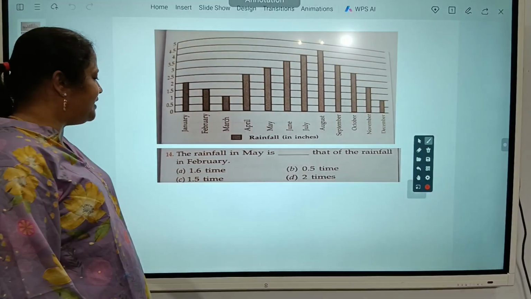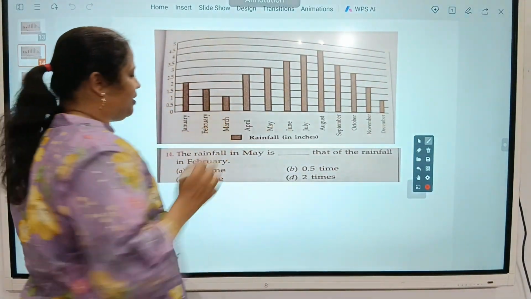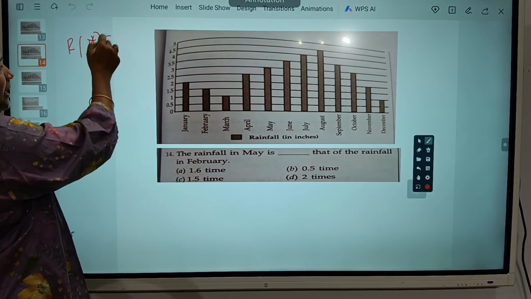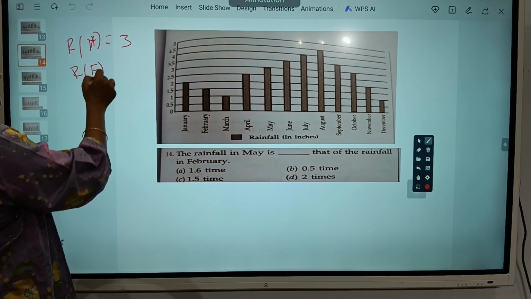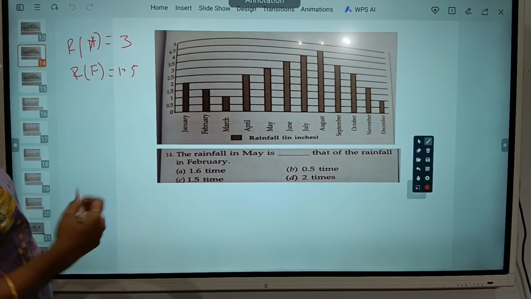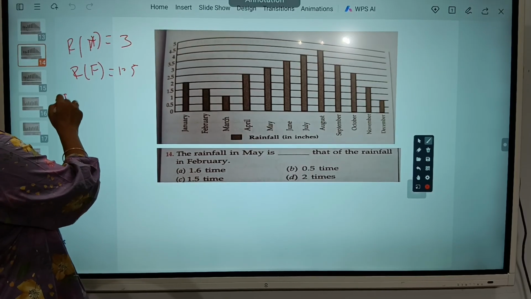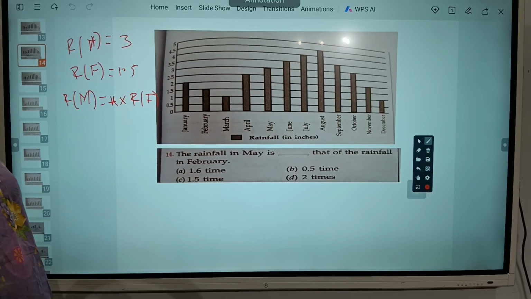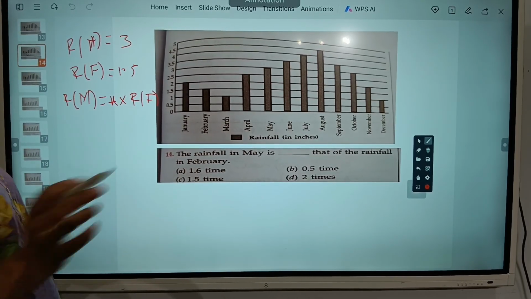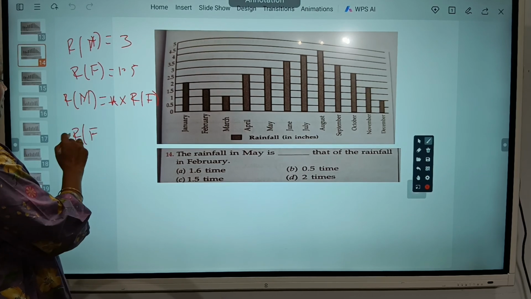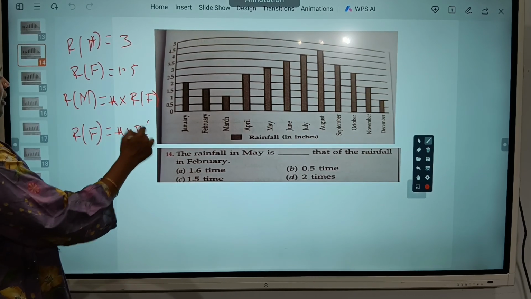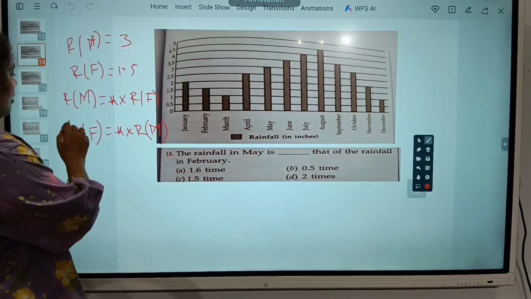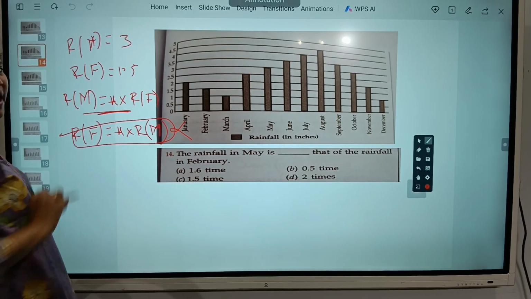The fourth question in this graph is: the rainfall in May is dash that of rainfall in February. So how many times of rainfall in February? Rainfall in May is how much? It is 3. Rainfall in February is 1.5. So rainfall in May is X times of rainfall in F. If you study the question wrongly, you will make this answer also wrong. Like this you will make rainfall in February equal to X into rainfall in May. Then automatically the answer comes wrong. So read the question properly. This is wrong. This is the right equation here.